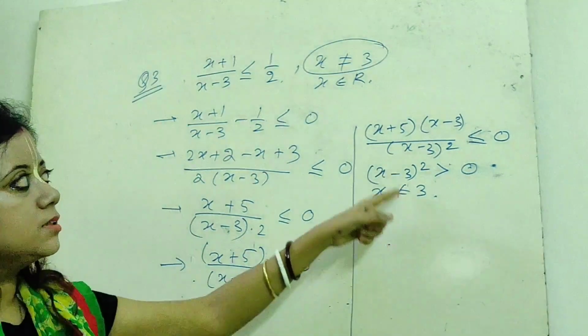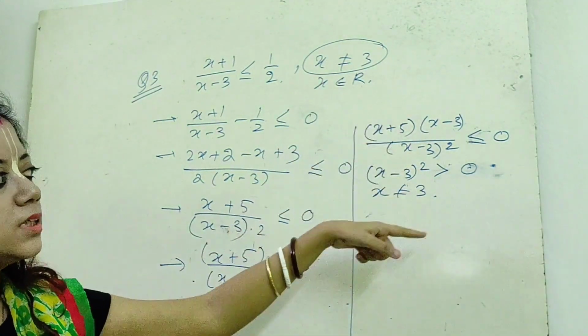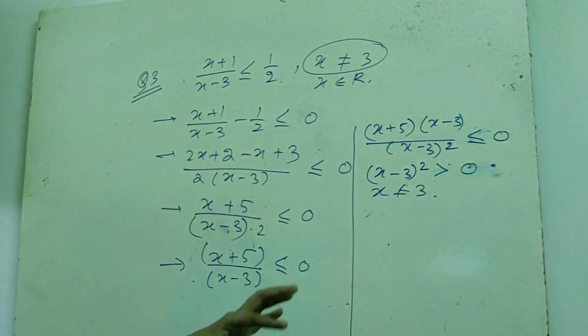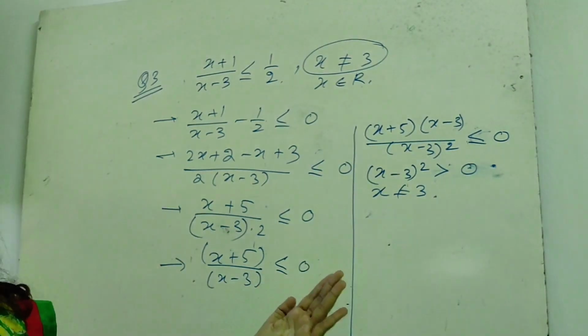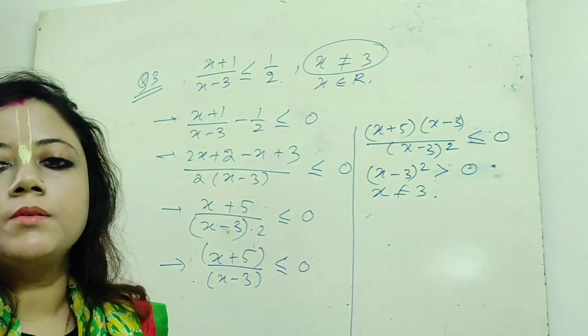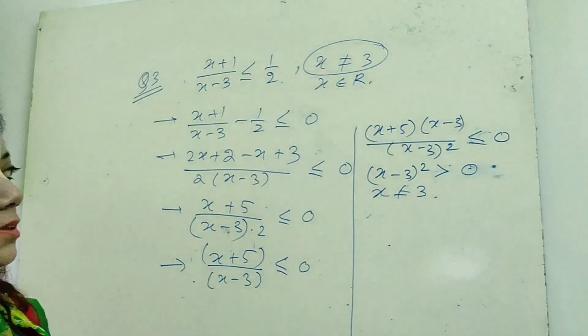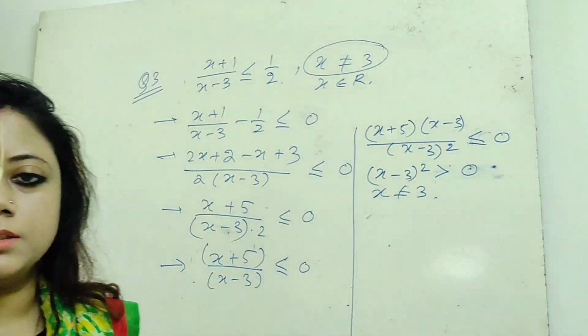It will not be 0, because if it is 0, then the whole sum becomes undefined. Something divided by 0 is undefined. So if x minus 3 equals 0, then the whole problem will become undefined. So we can say that (x minus 3) whole square is not 0, it is always greater than 0.